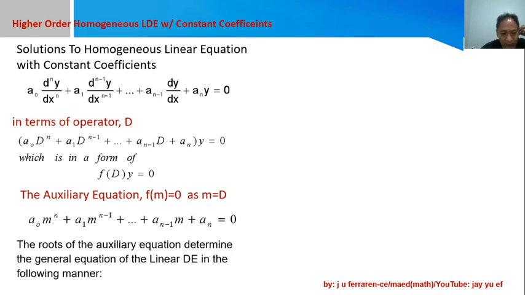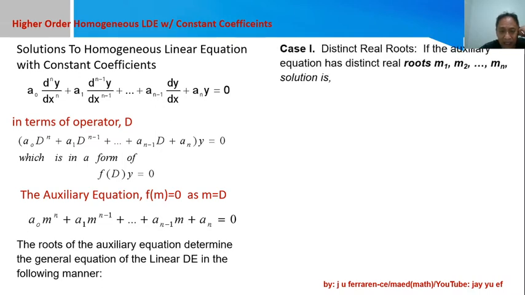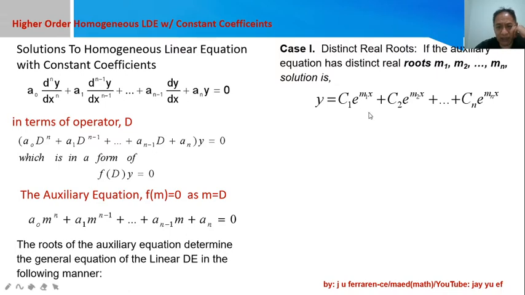Now, the roots of the auxiliary equation determine the general solution of the linear DE in the following manner, arranged in 4 cases. Case number 1: if the roots of the auxiliary equation are distinct real numbers m1, m2, m3, up to m sub n, the solution is the summation of terms involving an arbitrary constant times the exponential of the root times x. If there are n roots, we have the terms c sub 1 e to the m1 x plus c sub 2 e to the m sub 2 x, and so on.